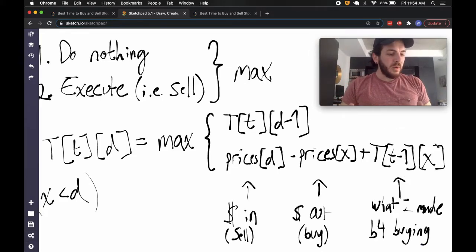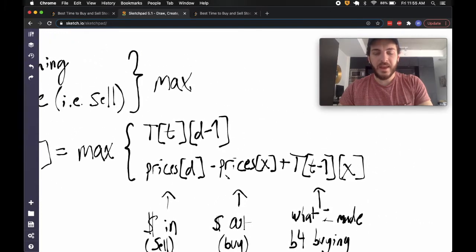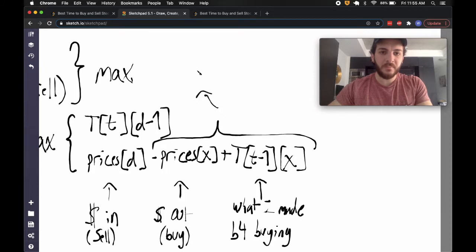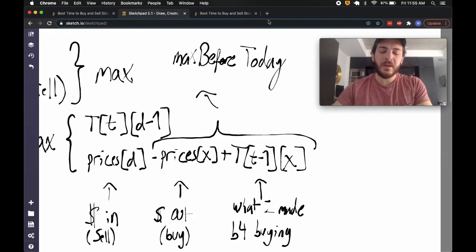So the way we're going to think about how to solve this problem is to say, if this is the money that I made today, this right over here is what I'm going to call max before today. So I'm going to call this maximum before today.